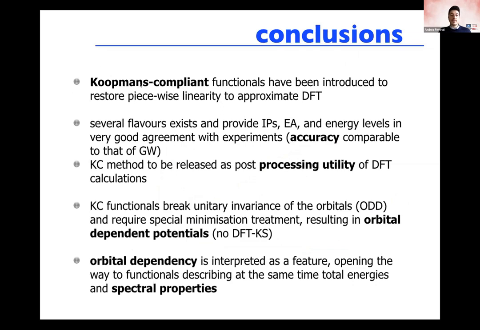We have introduced Koopmans as a way to restore piecewise linearity. Several flavors exist, and the accuracy that we obtain out of Koopmans is really remarkable. And somehow Koopmans compliant functionals break, in the ODD formulation, the unitary invariance, so we are beyond Kohn-Sham, and orbital dependency can actually be exploited, interpreted as a feature, not as a problem, and to bring us more information.